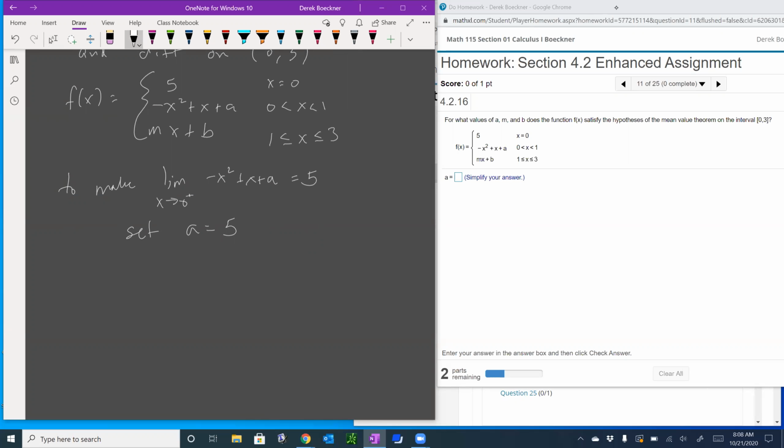Yeah, at 1, this isn't standard notation, but I'm going to call it f of 1 minus. That's going to be the inside function, because that's the one that's to the left of 1. That's going to be equal to, if I put 1 in there, I get a is 5, plus 1 is 6, minus 1 is 5. And then f at 1 from just a little bit above, that's going to be m plus b. So I know that m plus b has to be equal to 5. So far, so good?